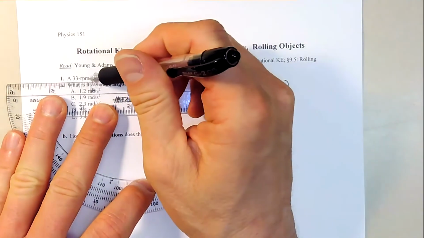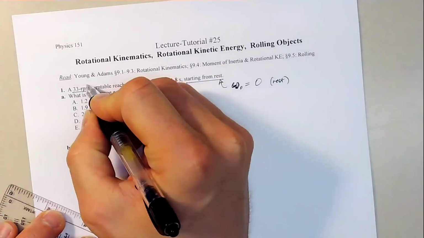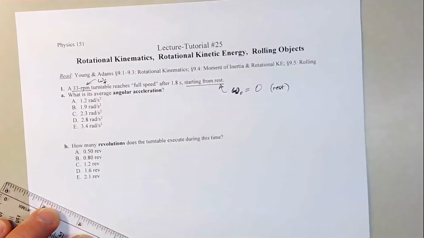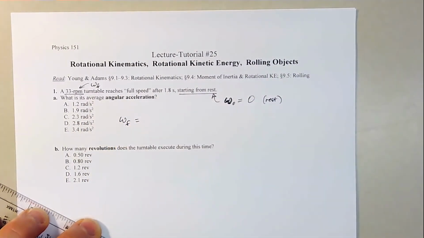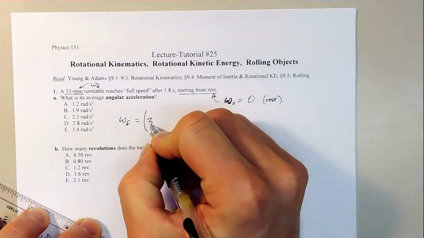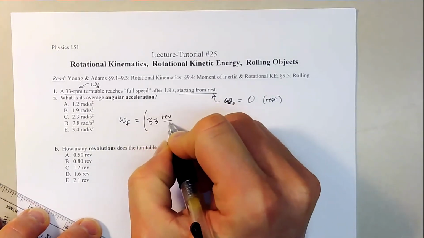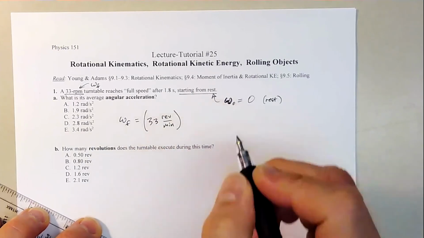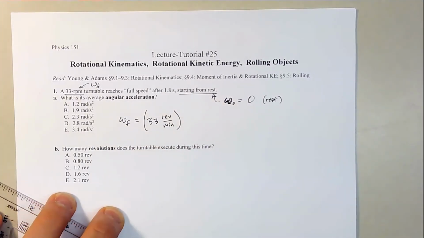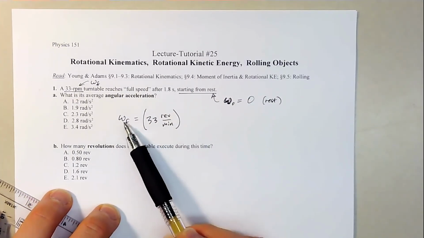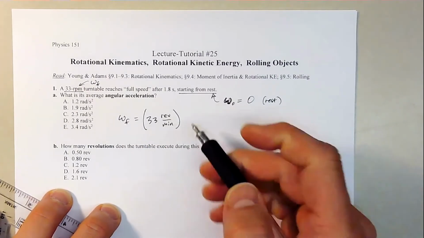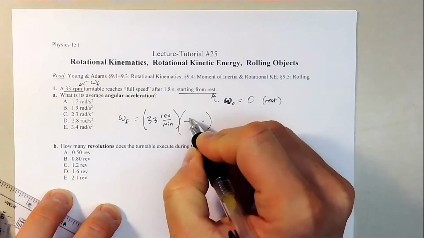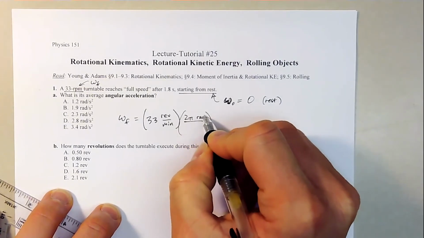And let's convert this. This is going to be omega final. So omega final is going to be 33 RPM, revolutions per minute. And we need to get that into our MKS units of omega. So we want to convert the revolutions into radians. Let's do that first. So we have 2 pi radians in 1 revolution.